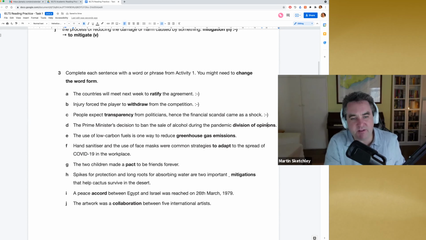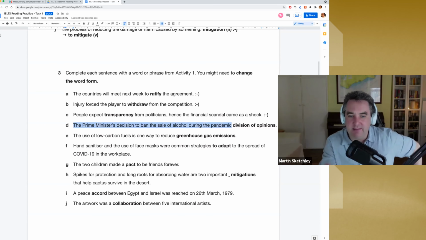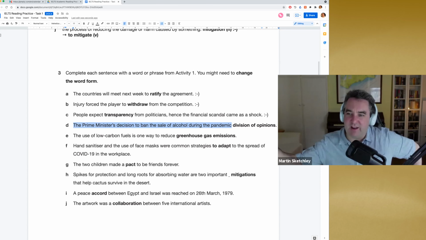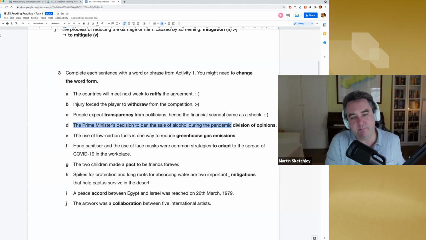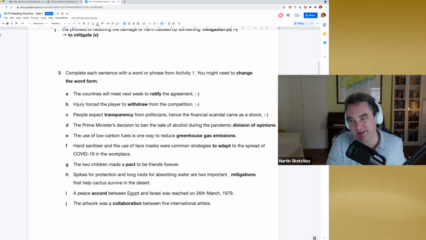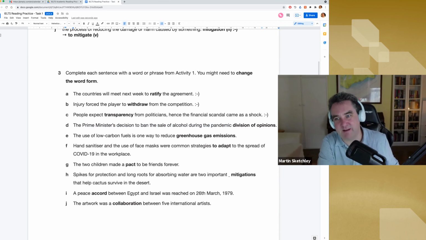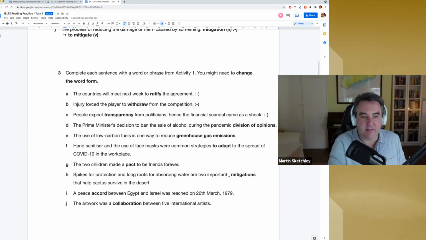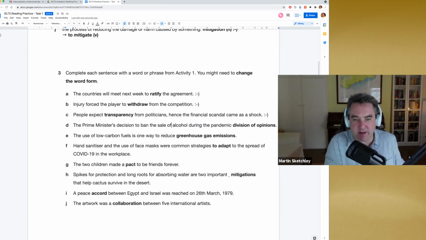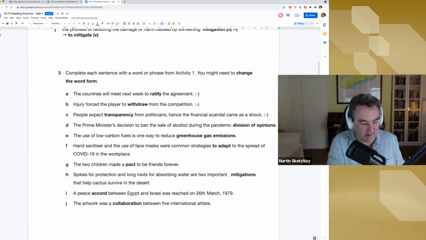Okay, the Prime Minister's decision to ban the sale of alcohol during the pandemic. So this is a long subject. It's such a long subject, yeah? And what we need after this big subject is a verb, okay, rather than a noun. Divide. So the Prime Minister's decision to ban the sale of alcohol during the pandemic.